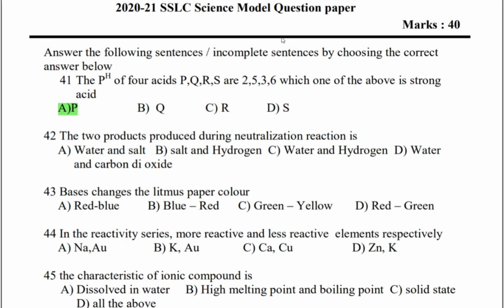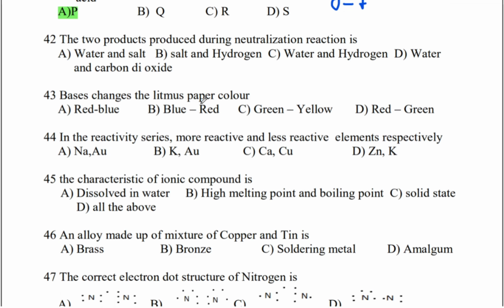I hope if you read all these questions and my revision classes, you can definitely score good marks. Moving to the first question. The pH of 4 acids are 2, 5, 3, 6. Which among the following is strong? The correct answer is option A, P, because it is the strong acid. The lower the pH, the more the acidity.